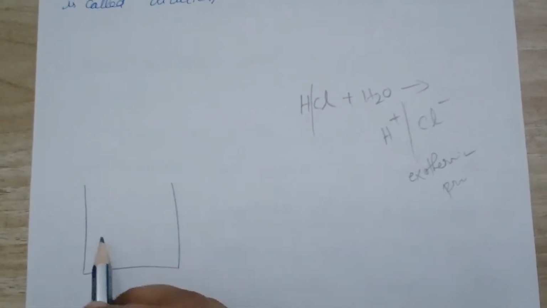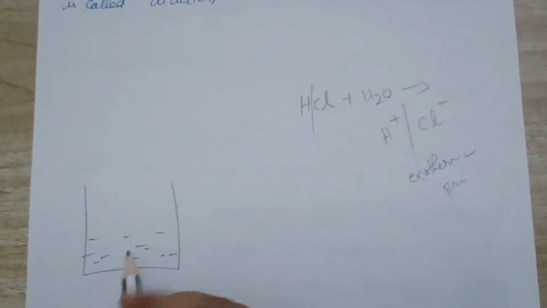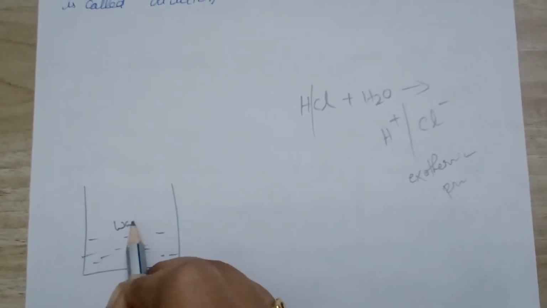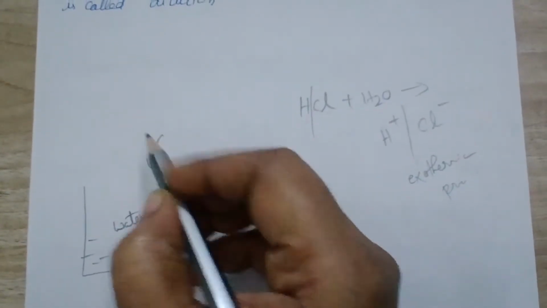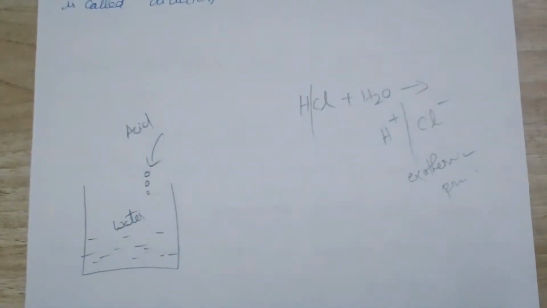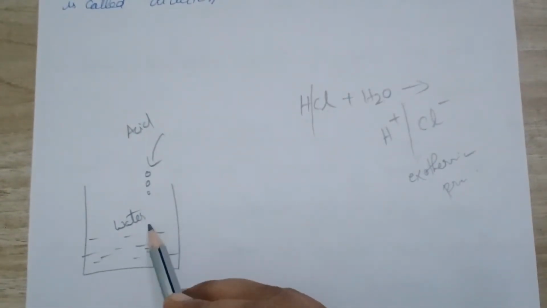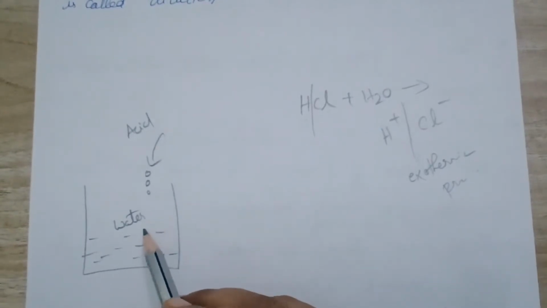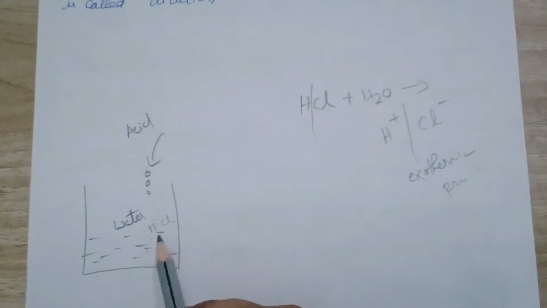So always, take this as water, and you have to pour the acid drop by drop, slowly. You have to continuously stir and put it drop by drop. When you put it drop by drop, only a few HCl molecules will break down into H plus and Cl minus ions, so only less energy will be released. This is the correct way to add acid to water.